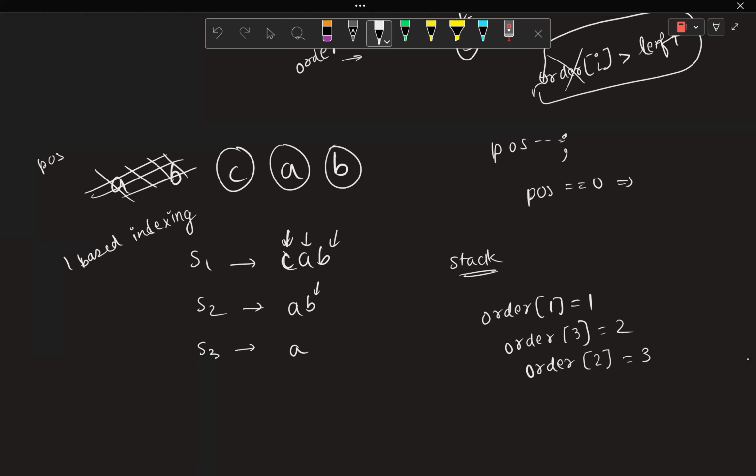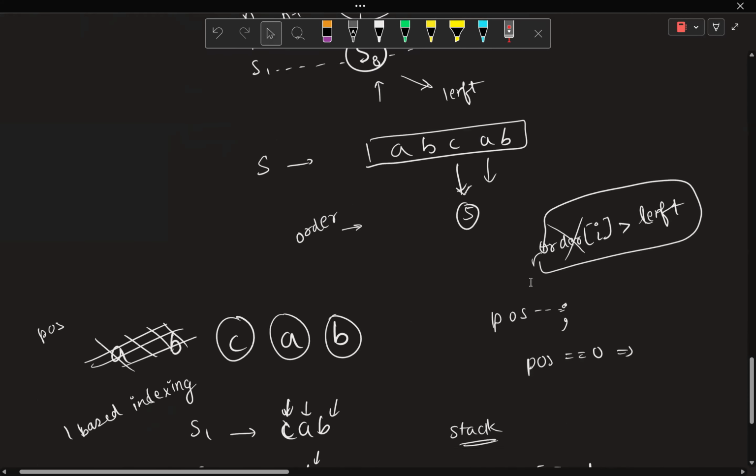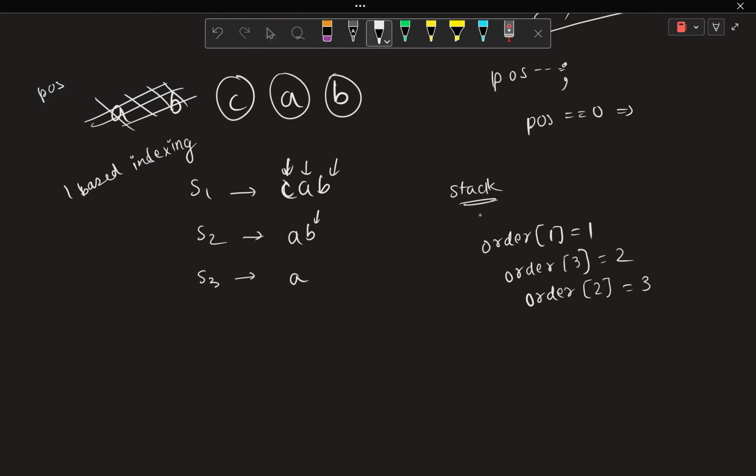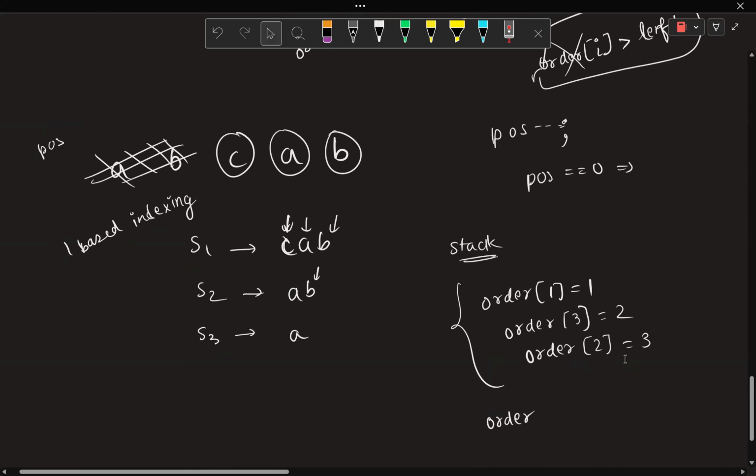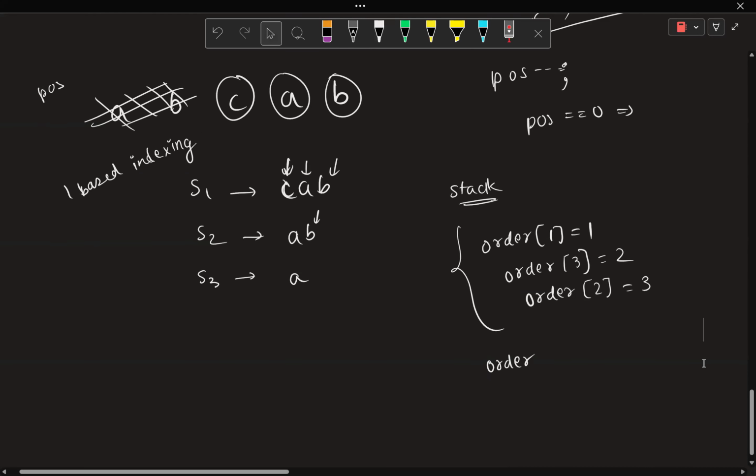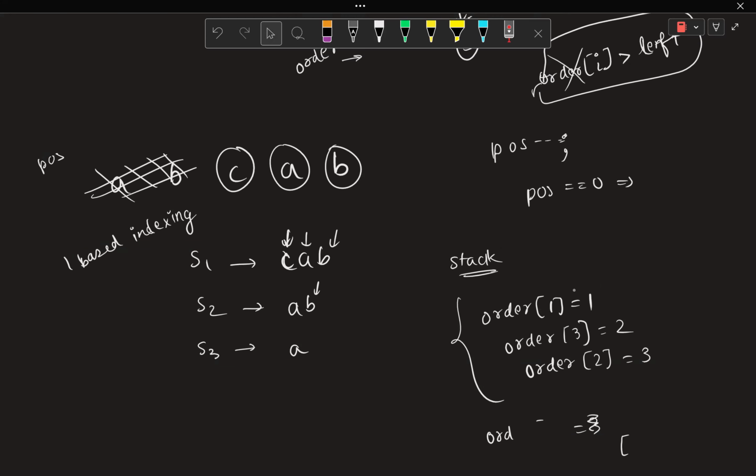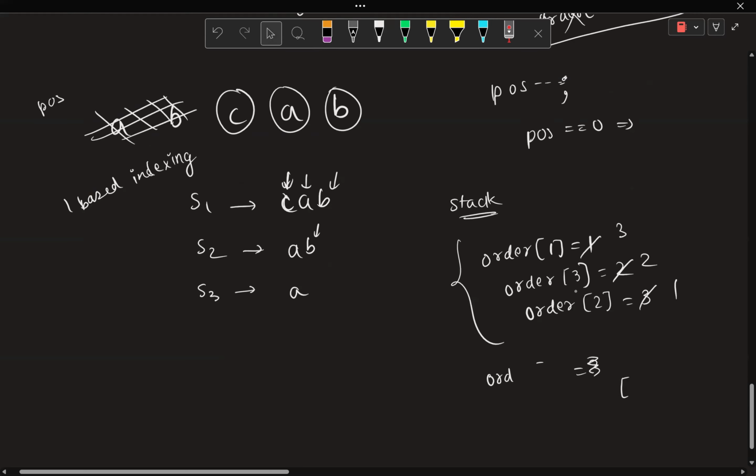Now, this part is not necessary. Even if you don't do this, you can make some changes in the implementation at another part and still do the job. What I did here was, instead of storing these elements as 1, 2, 3, I stored them as 3, 2, 1. Let me write it again. Order of 1 as 3, instead of 1; 2 for 2; and instead of 3, it was 1. Just in the reverse order.